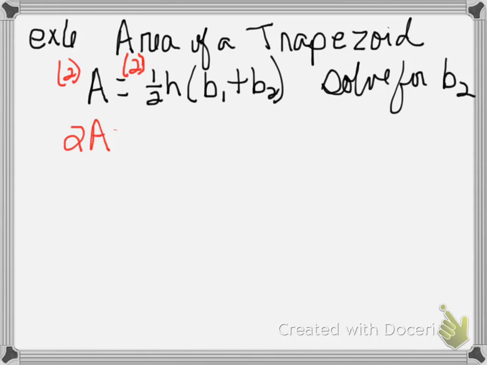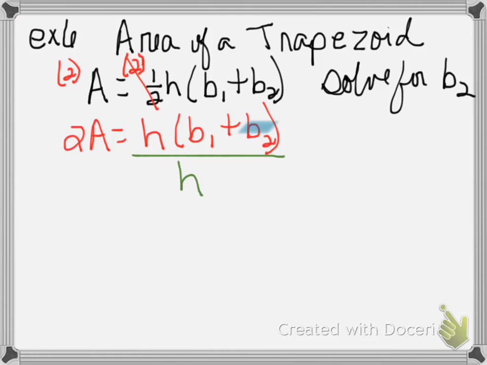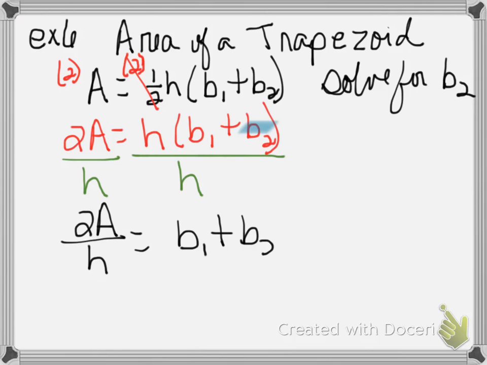We get 2a equals h times parentheses b1 plus b2. Now we have to get rid of that h, so I'm going to divide both sides by h. Now once I have the parentheses by itself, I don't have to write the parentheses anymore. Now my goal is to get b2 by itself, so since I am adding the b sub 1, I'm going to subtract b sub 1 on both sides.